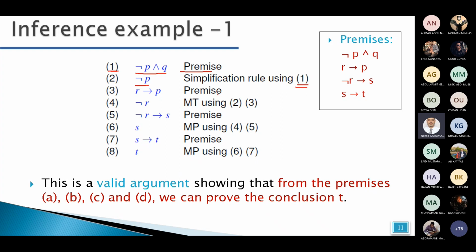So using simplification rule for statement 1, we can get not P. Look, we already have premise, this one. R implies P. So it's a premise given to us. Premise means some statement given to you.